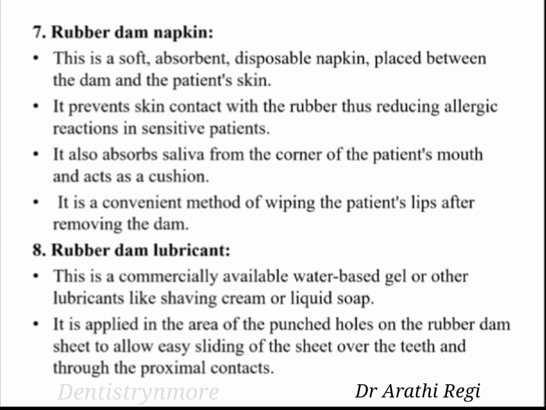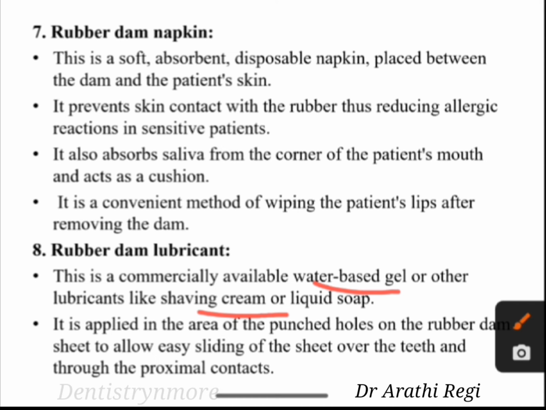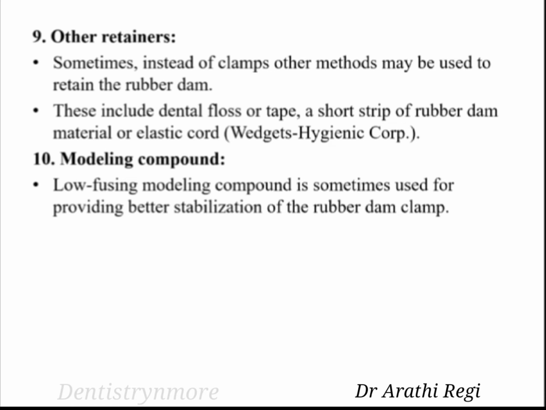Rubber dam lubricant is a water-based gel or other lubricant like shaving cream or liquid soap. It is used to allow easy gliding of the sheet over the teeth and through the proximal contacts. Next one is other retainers. Instead of the clamp, sometimes other methods are also used to retain the rubber dam. It may be floss or tape, elastic cord, and a modeling compound. Low fusing modeling compound is used.